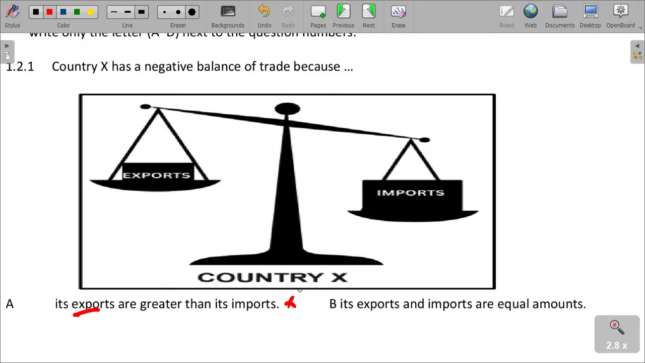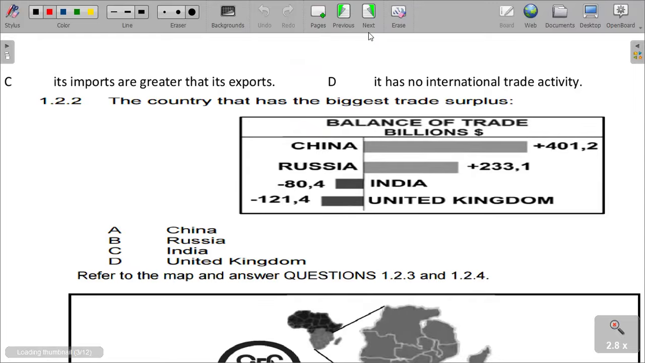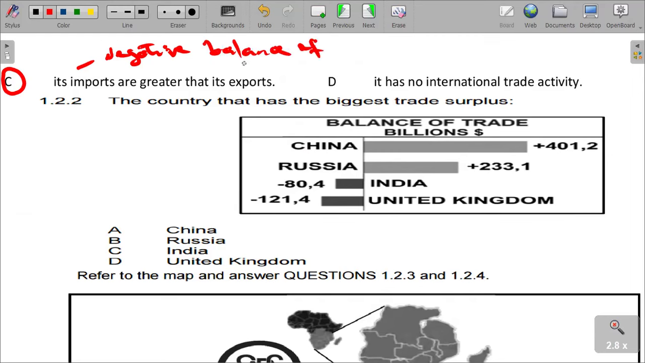And then, its imports and exports are equal is not correct. When it is a negative balance of trade, we should have imports being more than exports. So imports being more than exports, that is where we have a negative balance of trade. Imports are greater than exports. It results in a negative balance of trade, which is one thing that we should also be able to understand.